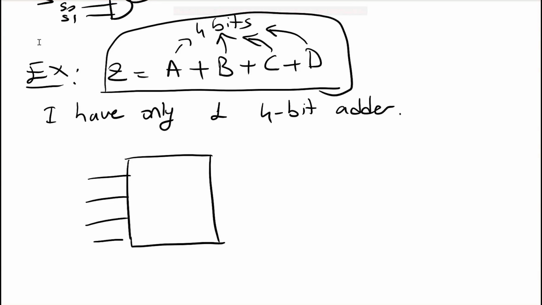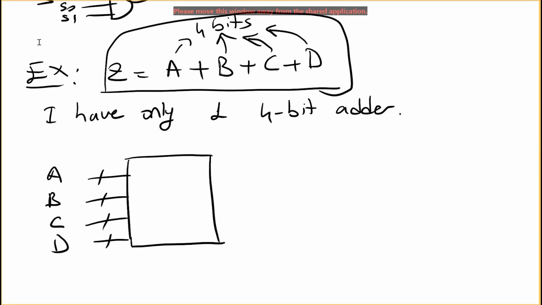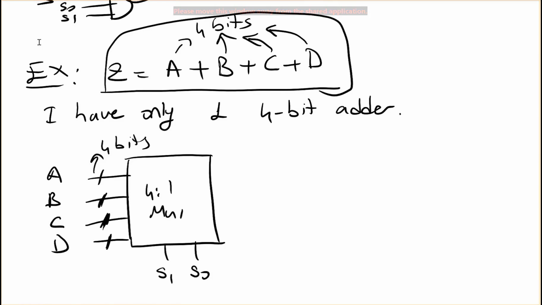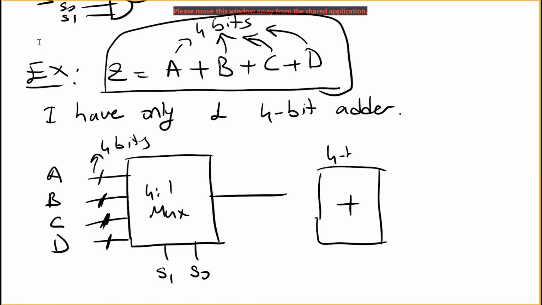So let's say I have these A, B, C and D, and each signal is, these are again 4 bits, okay? With this line here, I am telling they are more than 1 bit. These are 4 bits. So I have again some select signals here. So this will be my 4 to 1 mux. So first I will be selecting A, and let's say I have an adder here. This is a 4-bit adder.